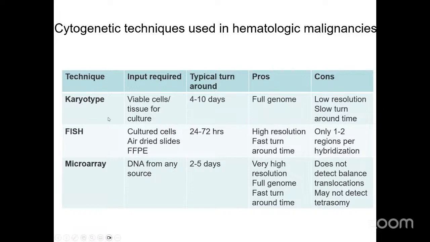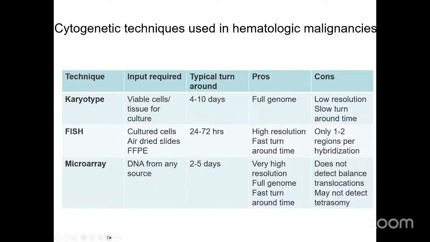You get karyotyping, you get FISH, you get microarray results. Karyotyping requires viable cells or tissues for culture. The turnaround time is typically 4 to 10 days. It gives you a helicopter view of the entire genome, so you can see big picture items, but you cannot see very small lesions. It does have a low resolution and slow turnaround time.